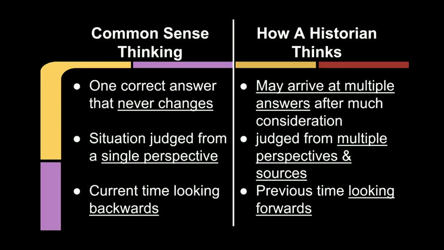And here's really the divide between what you might think of as common sense thinking versus how a historian thinks. One correct answer that never changes, like it's always America or freedom, would be a good example of this: a situation judged from a single perspective. And then again, the mistake of hindsight, the current time looking backwards. But a historian is going to think very differently.